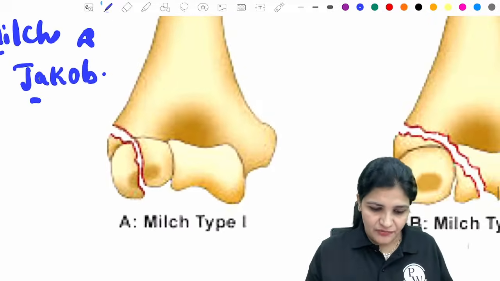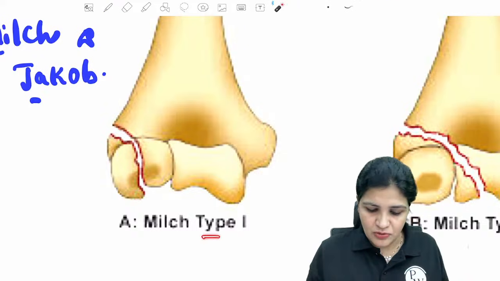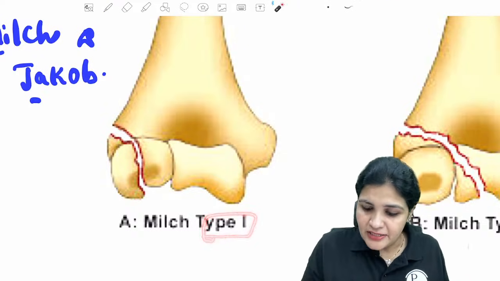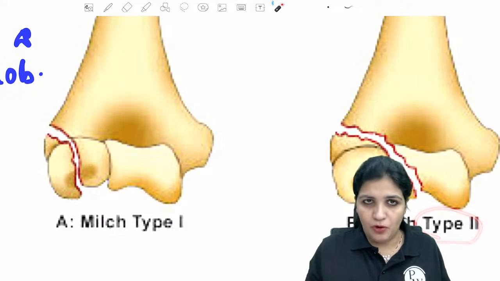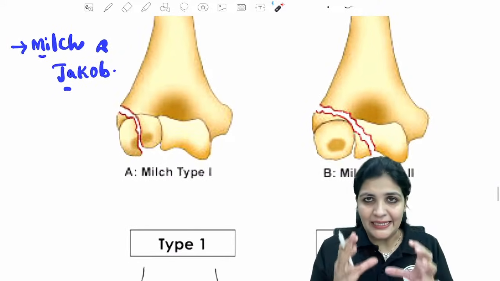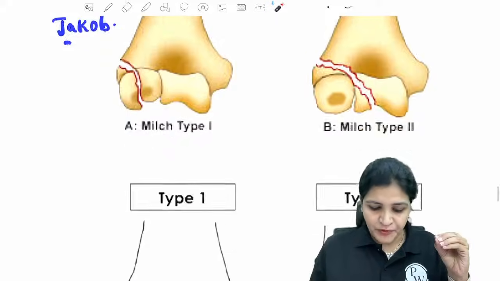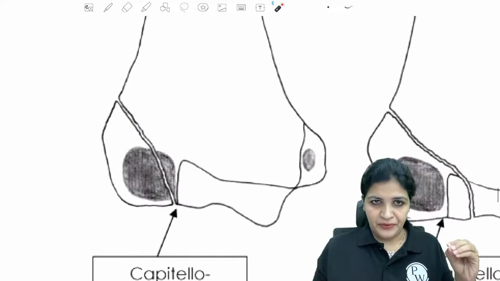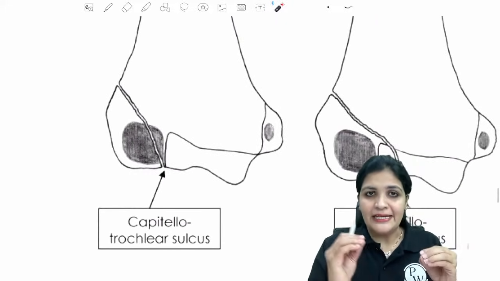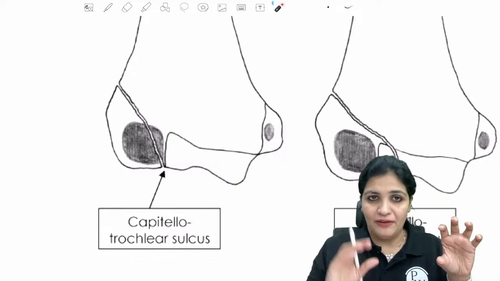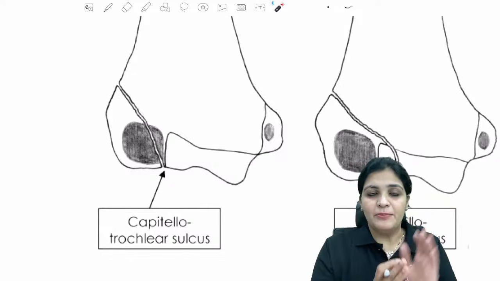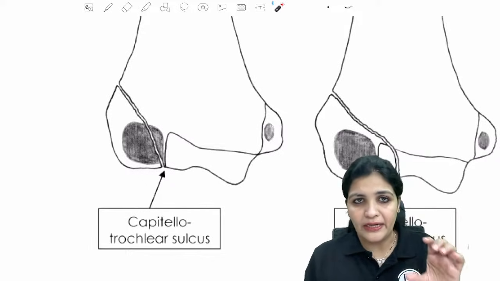The Milch classification here is of two types. This is called type 1 and this is type 2 of Milch. So what is the basic anatomy which you have to remember here? The capitulotrochlear sulcus. You have the capitulum, you have the trochlea, and the gap between them is called the capitulotrochlear sulcus.